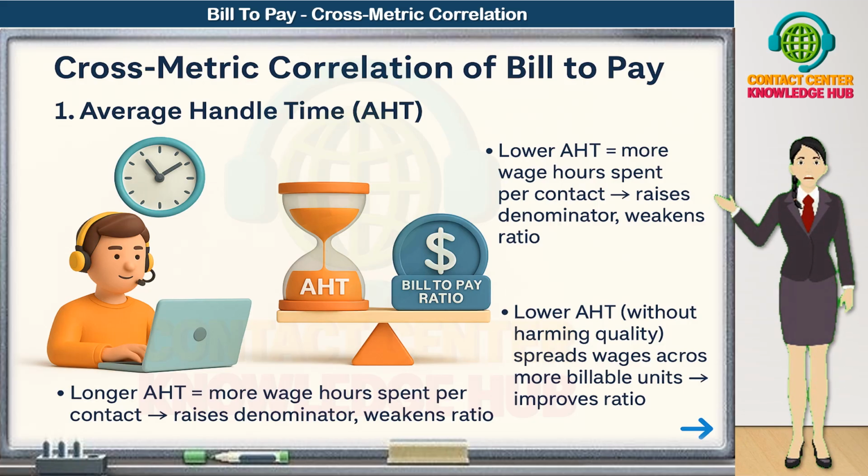On the other hand, when AHT is reduced, and this is important, without compromising quality, you're able to spread the same wage cost across more billable contacts. This drives better labor efficiency, strengthens the denominator, and improves the bill-to-pay ratio. That's why AHT isn't just an operational KPI, it's a financial performance lever. Smart AHT management directly impacts cost structure, profitability, and margin resilience.